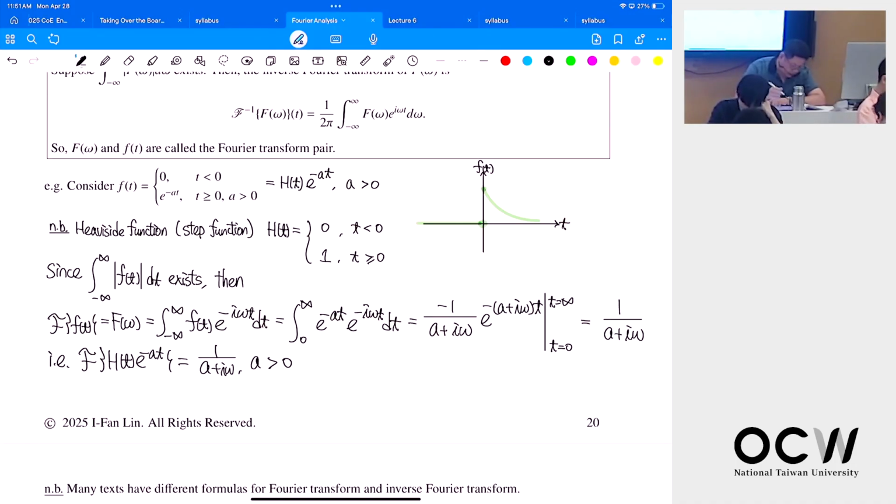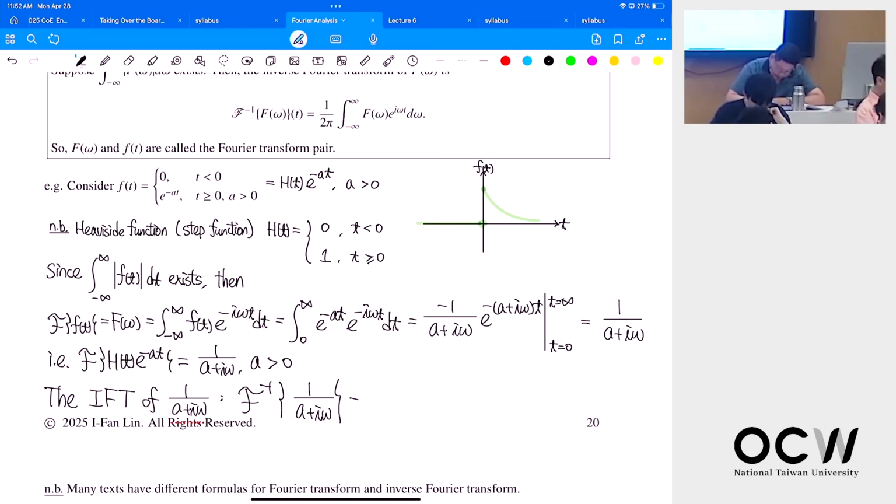That also means the inverse Fourier transform of 1 over a plus i omega, we write it down, the inverse of 1 over a plus i omega, is the Heaviside function times e to the minus a t, and a is greater than 0.